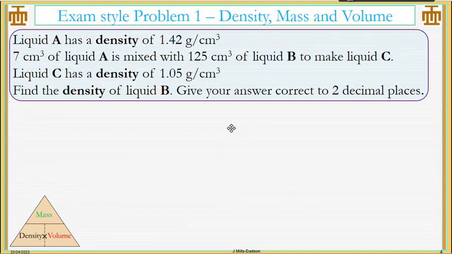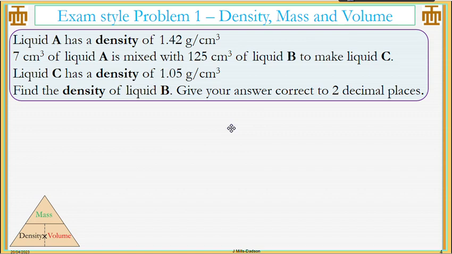Now let's look at a typical exam style problem. Liquid A has a density of 1.42 grams per centimeter cubed. 7 cm cubed of liquid A is mixed with 125 cm cubed of liquid B to make liquid C. Liquid C has a density of 1.05 grams per centimeter cubed. Find the density of liquid B and give your answer correct to 2 decimal places.